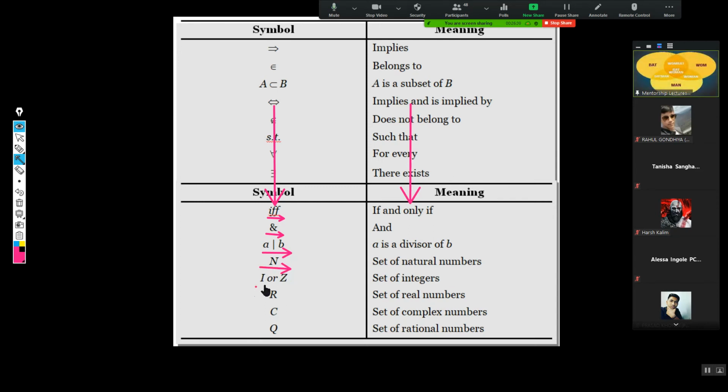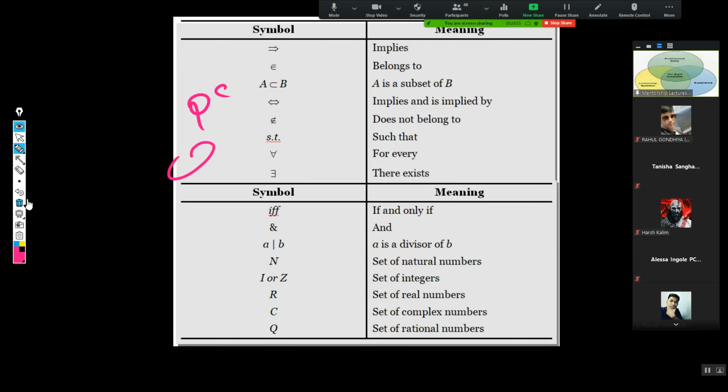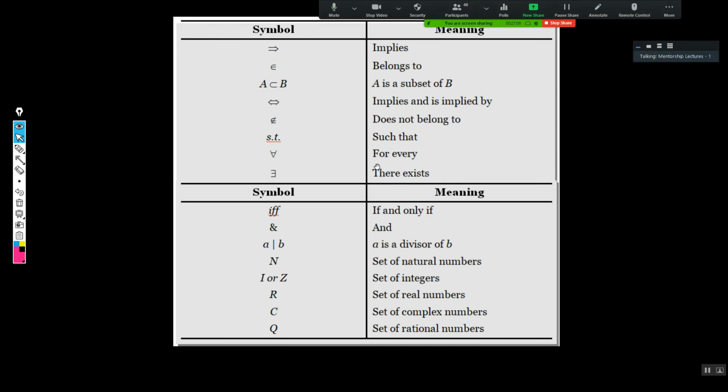N is the set of natural numbers. I or Z is the set of integers. R is the set of real numbers. C is the set of complex numbers. And Q is the set of rational numbers. Then how do we represent the set of irrational numbers? Q dash, or Q complement. Both are the same. It is the set of irrational numbers. He has not given that, but you must know that. These are the symbols you must understand.